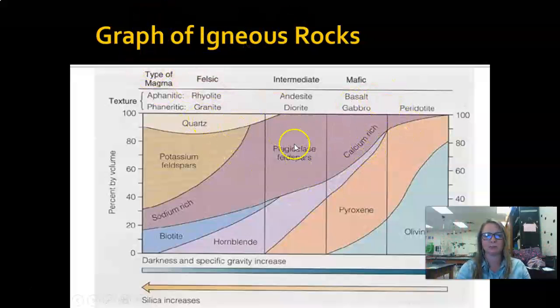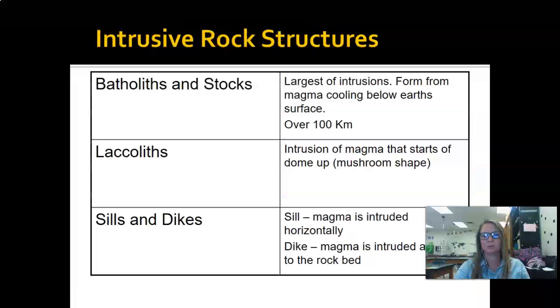So once again, I have examples of these. If we're looking at something that has a lot of quartz, potassium, and feldspar, you can see that percent by volume, and the lighter colors are going to be over here in our silica. So we're going to get used to looking at this chart and hopefully use it to figure out some information. So once again, this is just a real quick review of our intrusive rock structures.